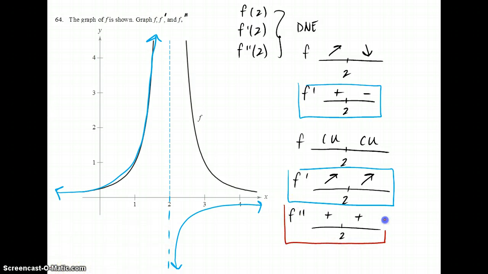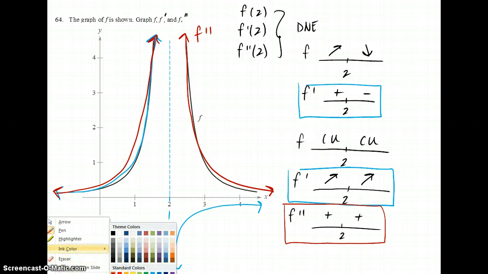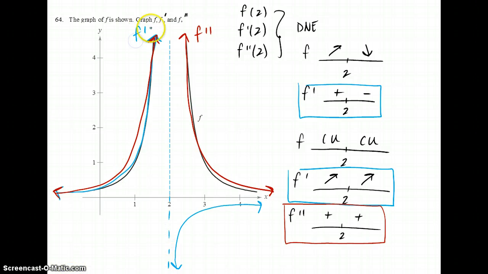Now what do we know about the second derivative? The second derivative is strictly positive, so the graph will be above the x-axis. So the second derivative will pretty much lie on top of the original function, just as the left-hand side of the first derivative was on top of the function. And that's it for the graphing of those four.